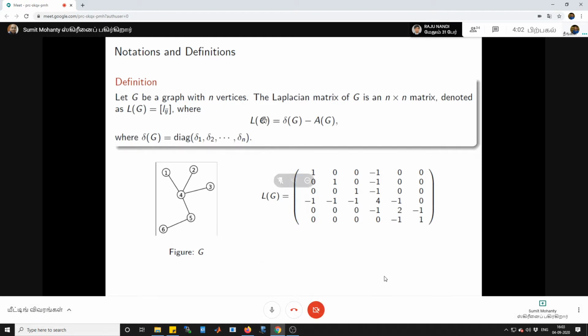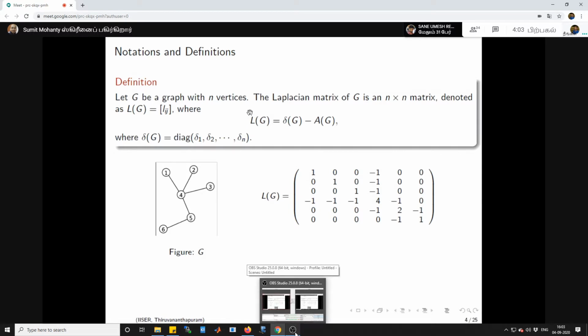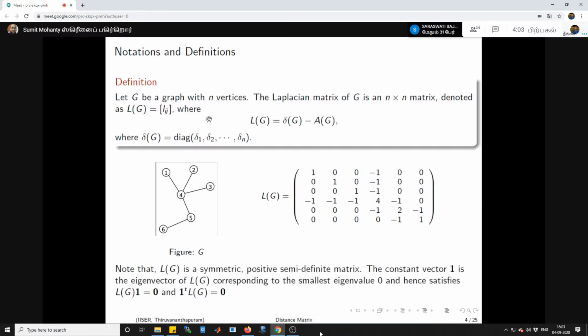Then the other matrix that comes into the picture in the study of the distance matrix is the Laplacian matrix. The Laplacian matrix is also an n cross n matrix, defined as the diagonal matrix of degrees minus the adjacency matrix. For example, in this case, the diagonal entries are the degree sequence: 1, 1, 1, and 4, 2, 1, 1, 1, 1.